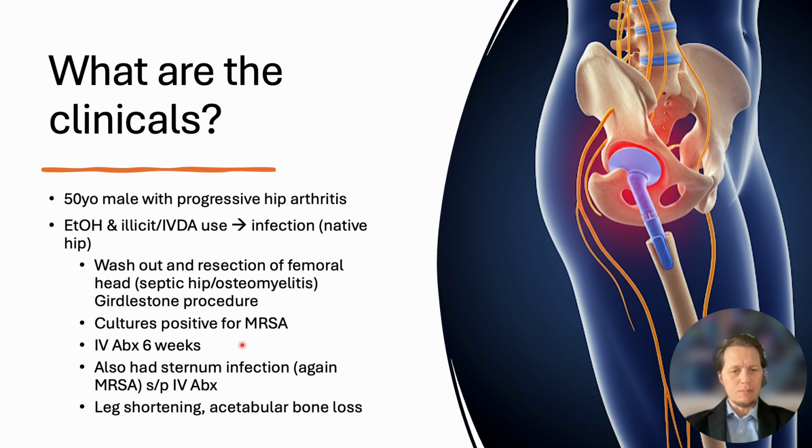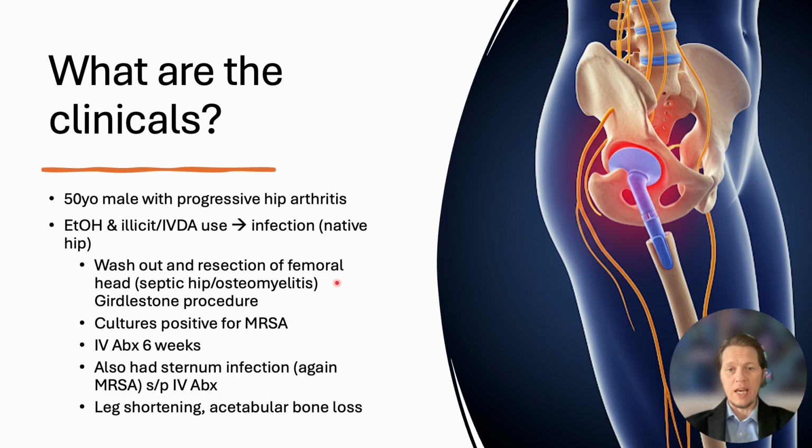Then, unfortunately, they got MRSA and had to be on IV antibiotics for 6 weeks. And then they got another infection somewhere else in their body, in their sternum, again MRSA, and they had to get IV antibiotics. Finally, the patient went clean and stopped using a lot of the drugs and alcohol. Their immune system improved and they stopped getting recurrent infections. But as a result of all these issues, their leg became shorter.